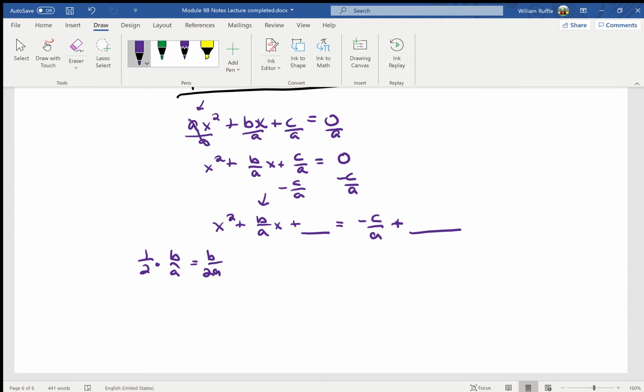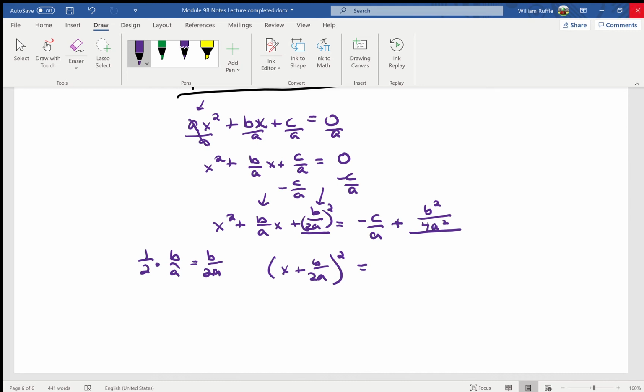Now remember, I have to square it. So it's really b over 2a squared. Now b over 2a squared is really b squared over 4a squared. So I'm going to simplify this a little bit. Now remember, what's being squared here is really x plus b over 2a quantity squared, because that's why I did that, so I can complete the square.